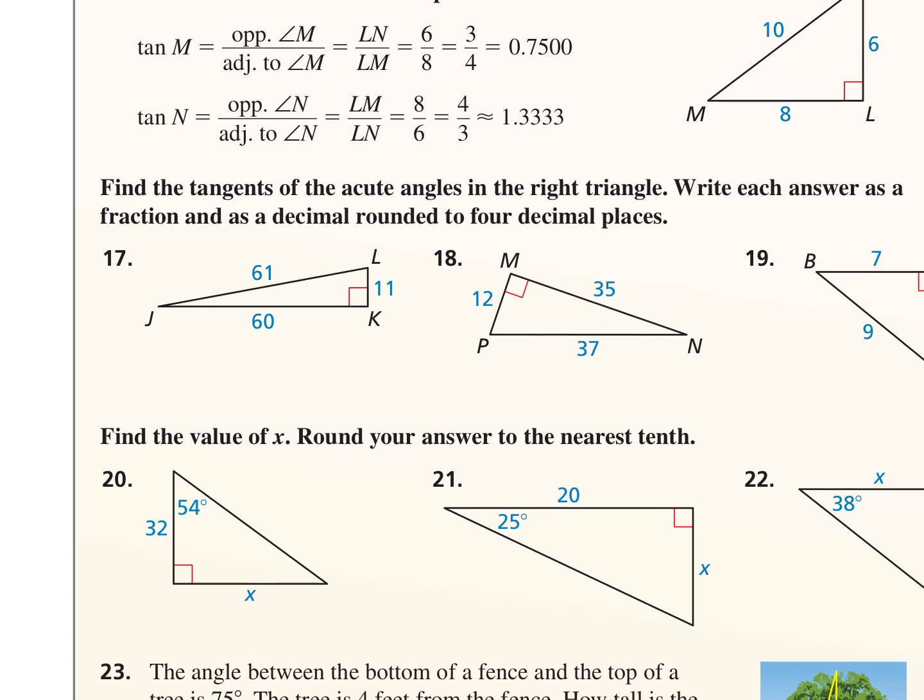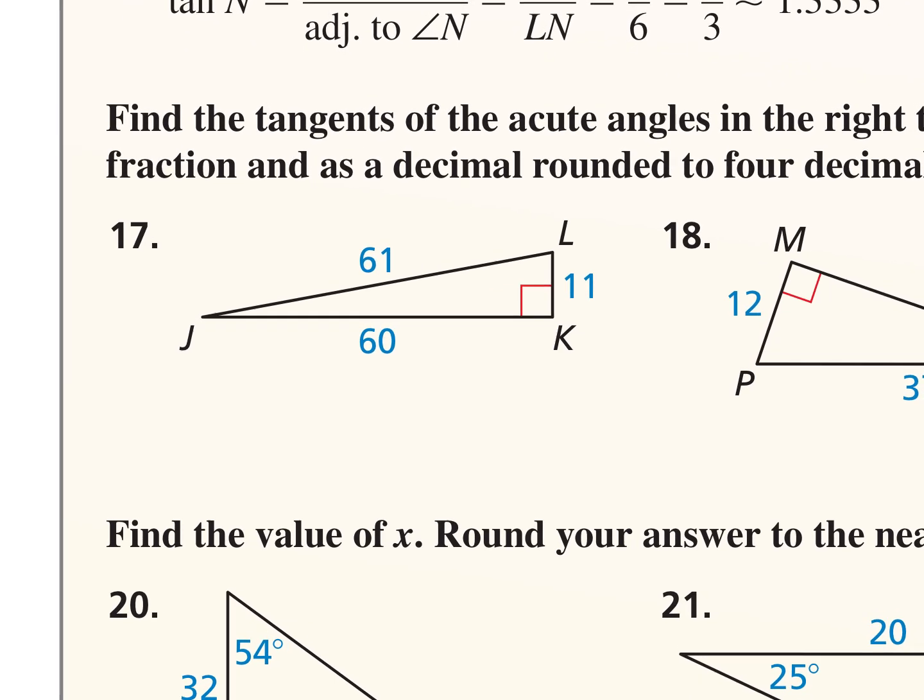Am I solving for the angle? It says find the tangent of the acute angles in the right triangle. Write each answer as a fraction and as a decimal rounded to 4 decimal places. You will not have to round 4 decimal places if I'm not mistaken. Normally tenths or hundredths will be given on the test. So please be aware of that. You will not have to go all the way to 4. But it's just asking for the tangent of the angle.